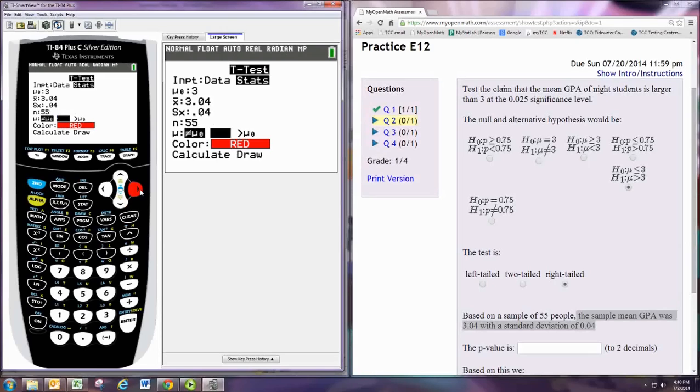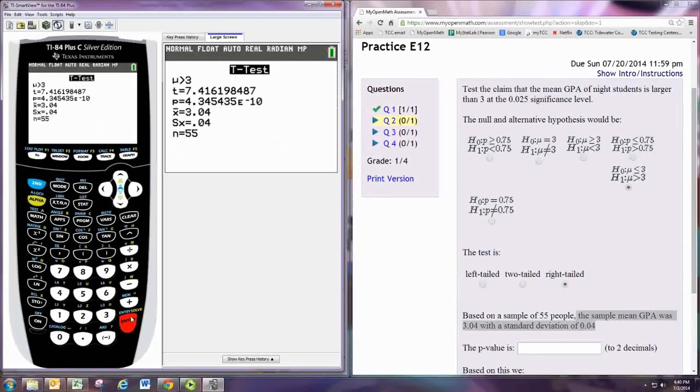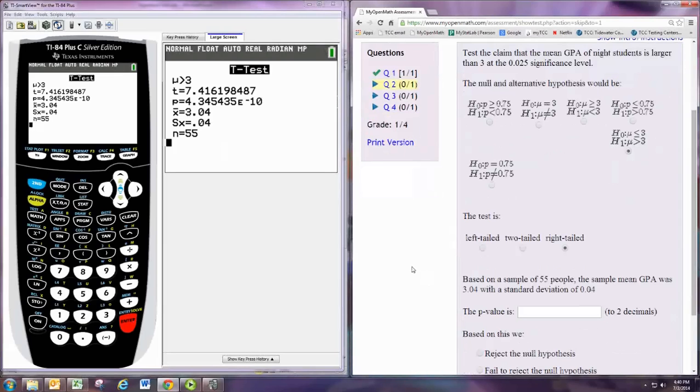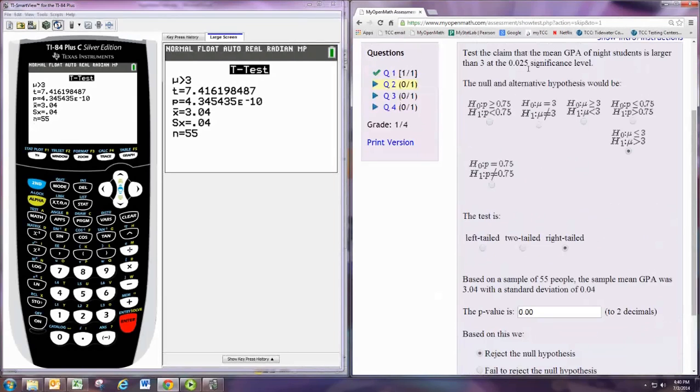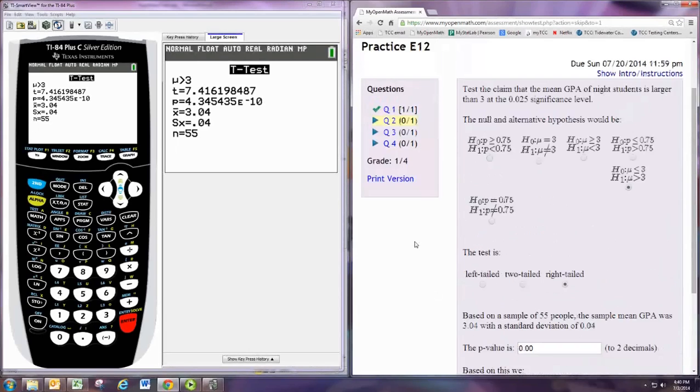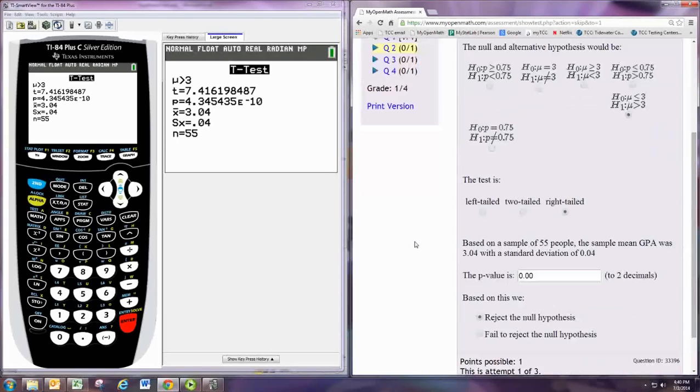Make sure to change the alternative hypothesis to the right-tailed case, and then hit calculate. So the p-value to two decimal places is technically 0. It's so small. When p is less than alpha, then we reject the null hypothesis. And alpha here is small, but not that small. So p-value less than the significance level.